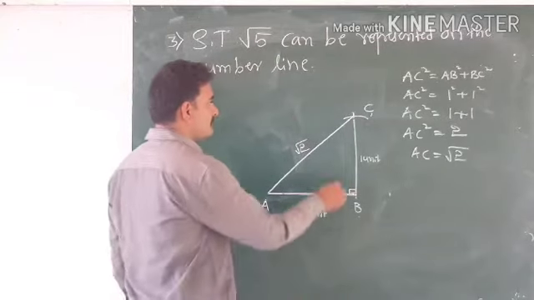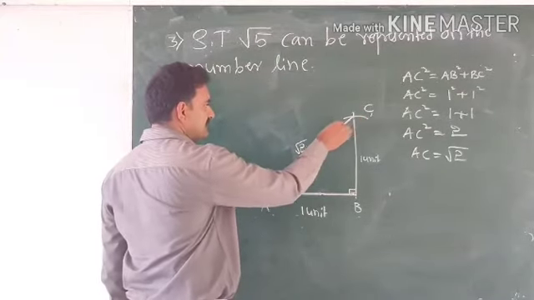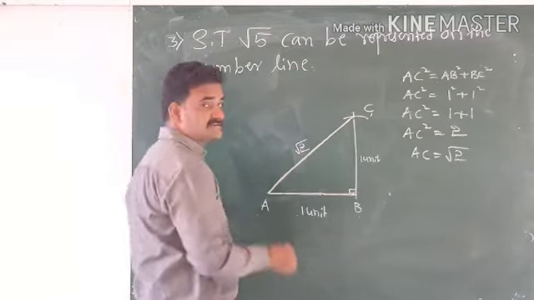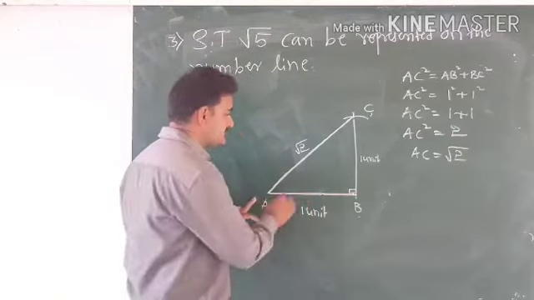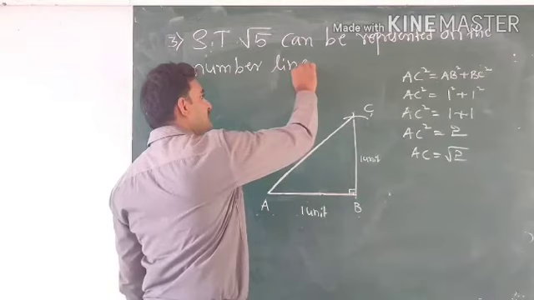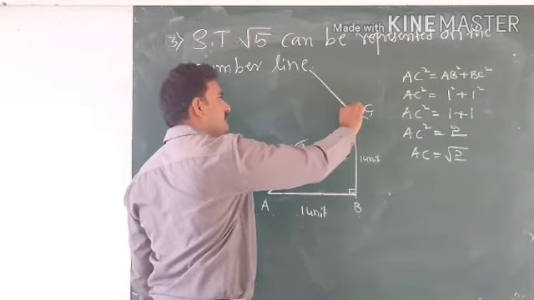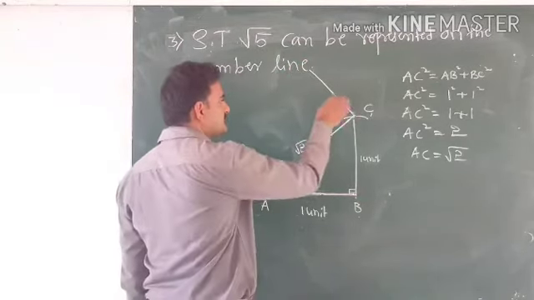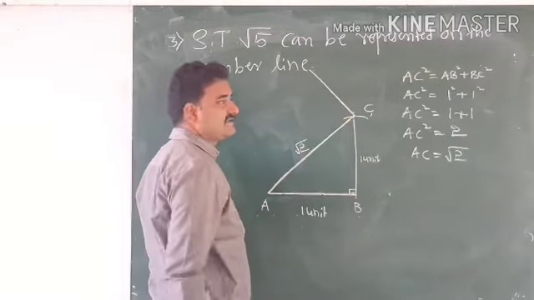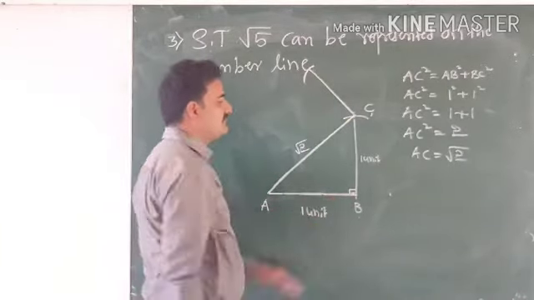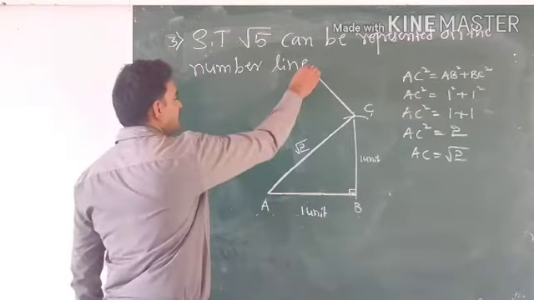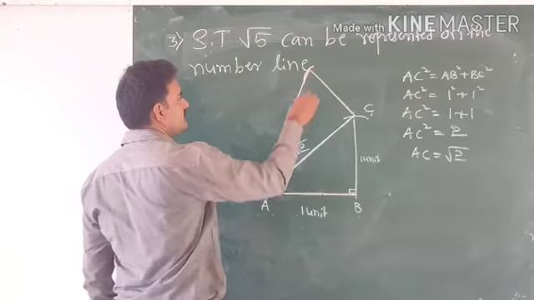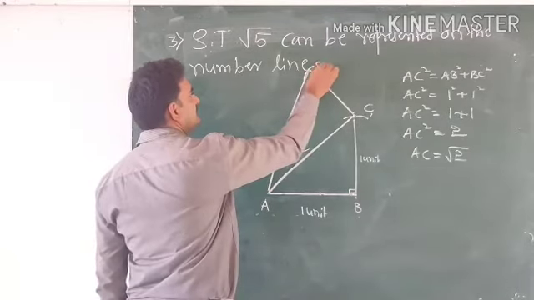Okay, root 5 we have to locate. Now what to do? Now consider AC as a base. This is the base. Now take 90 degrees by using a protractor, and cut how much? 1 unit. 1 unit means 3 centimeters, and join. Let us say A, B, C. This is D.